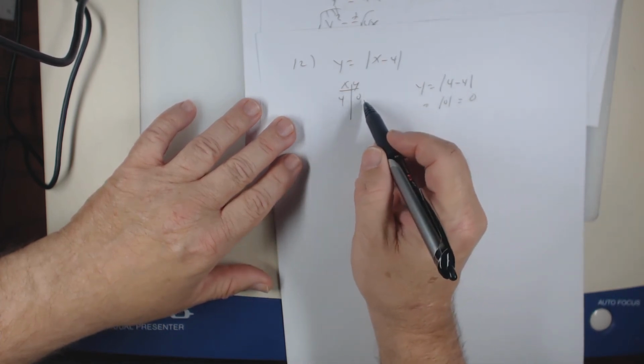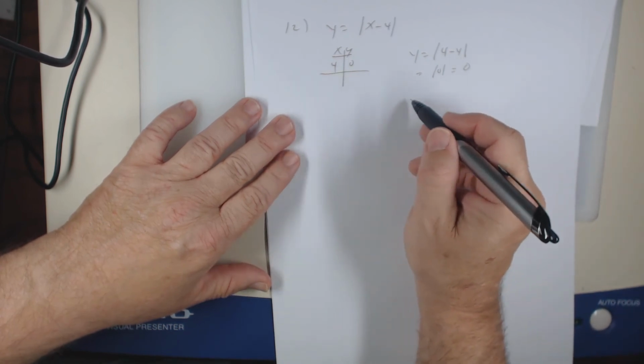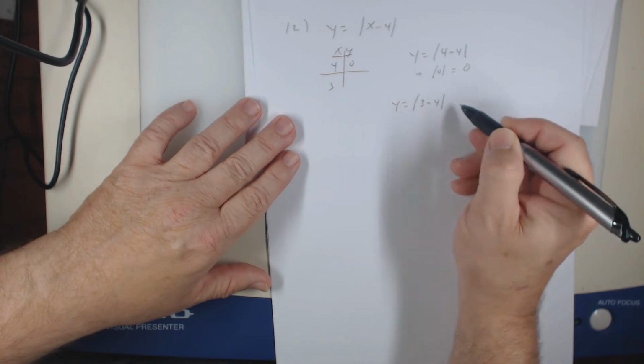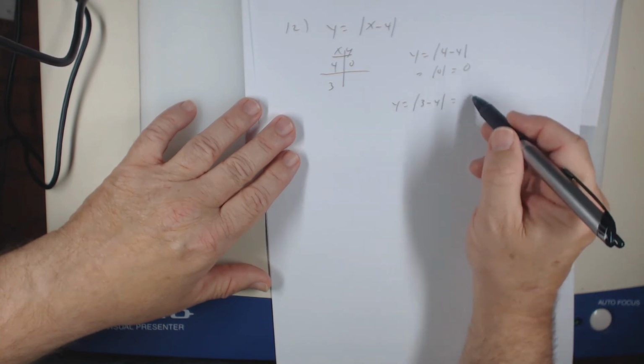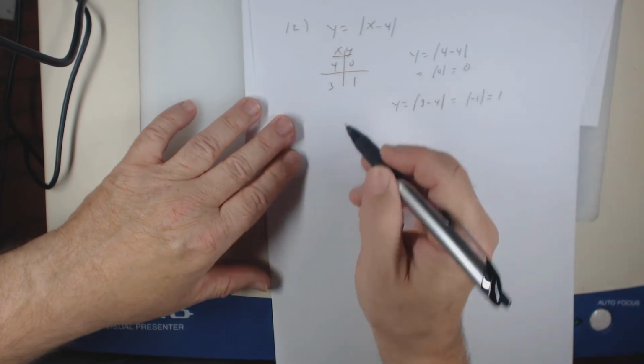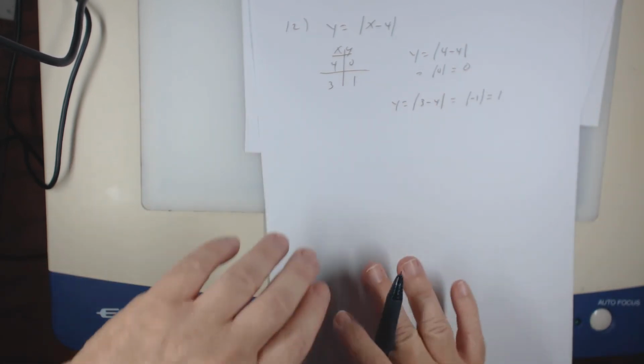So for this x coordinate, there's only one y coordinate. Give me another number for x. 3. y equals the absolute value of 3 minus 4. What's 3 minus 4? -1. What's the absolute value of negative 1? 1. Okay. So when x is 3, there's only one y coordinate. Now give me a negative.